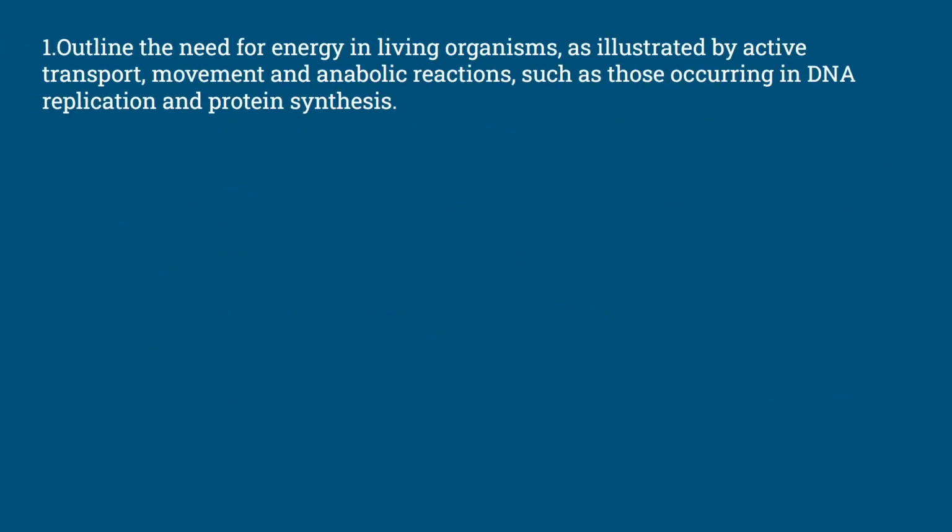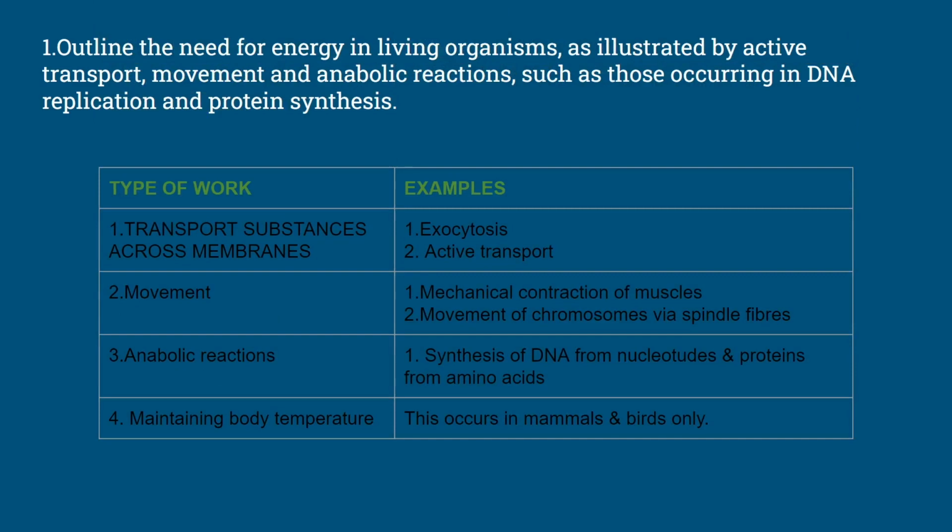So the first learning outcome, as it is in the syllabus: outline the need for energy in living organisms as illustrated by active transport, movement, and anabolic reactions such as those occurring in DNA replication and protein synthesis. Alright, so you have four types of work that you need to remember. First one is transport of substances across membrane. Second is movement. Third, anabolic reactions, and fourth, maintaining body temperature.